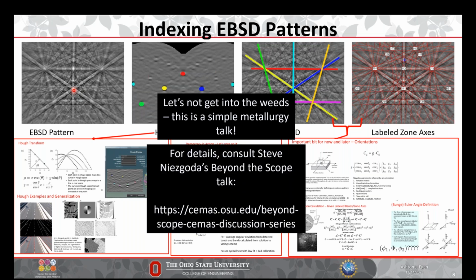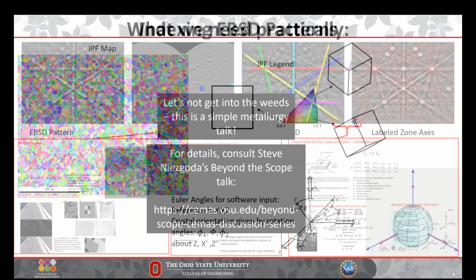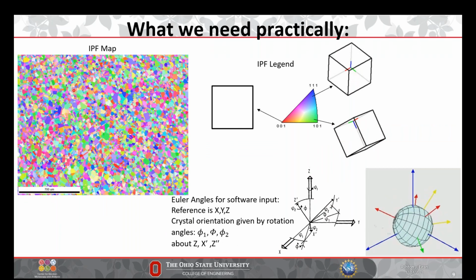If you want details about this, Steve Niezgoda gave a really nice talk in CEMAS's Beyond the Scope discussion series. So I'll leave that to Steve to get into the nitty-gritty of what EBSD actually entails. What's important for us here is what we need practically to look at some metals and actually characterize the deformation characteristics, right? And so what we really practically need here for the sake of this talk are basically three things.